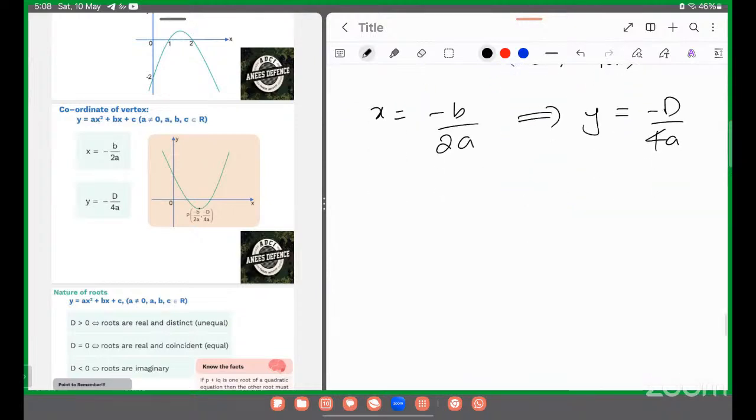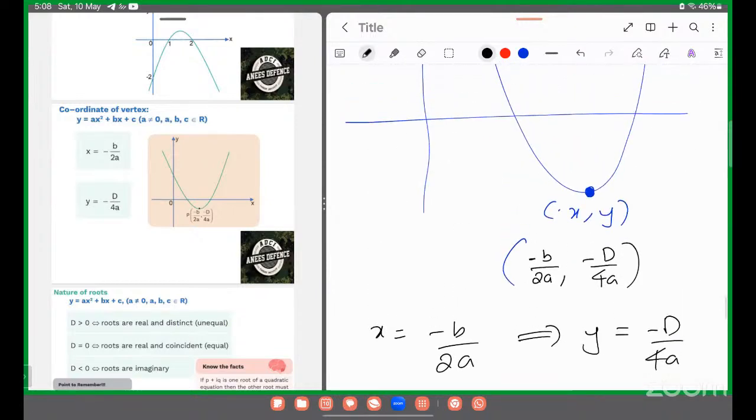If the graph is in the other direction, this coordinate will be minus b by 2a and minus d by 4a. So when you put x equal to minus b by 2a in this particular graph, you will see that the corresponding value of y is the maximum possible value of y. That means there are two cases: minimum value of y and maximum value of y.